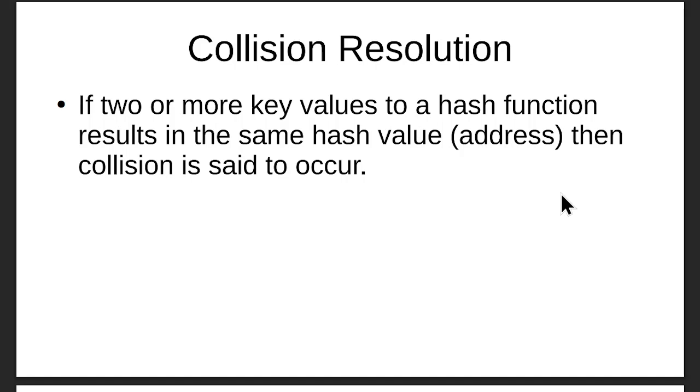But if two different key values produce the same hash value or address, then we say that a collision has occurred, because we can only store one key value pair in a slot. If another key value pair produces the same address, I cannot store it where a slot is already occupied by some other key value pair. So I need to find a new slot for this key value pair for which the collision has occurred.